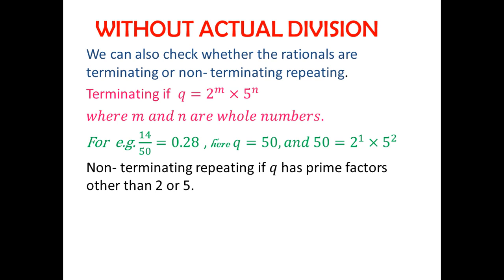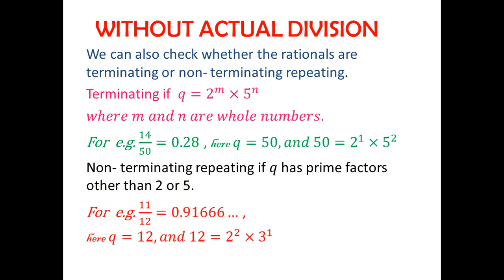Next, non-terminating repeating: if q has prime factors other than 2 or 5. Terminating if q has prime factors only 2 and 5. Non-terminating if q has prime factors other than 2 or 5.